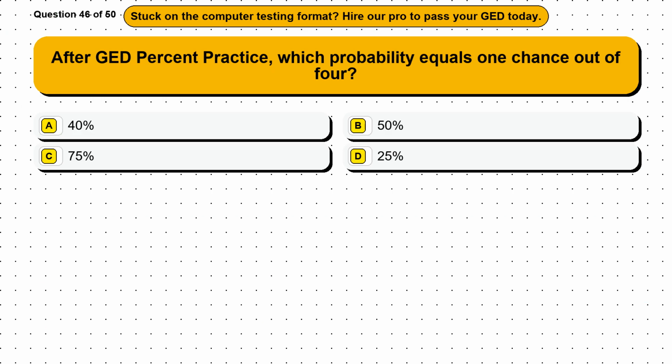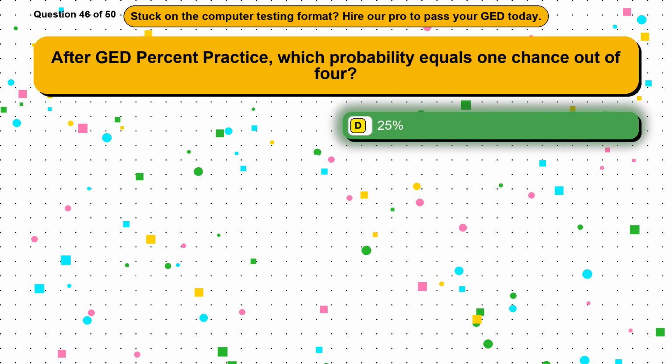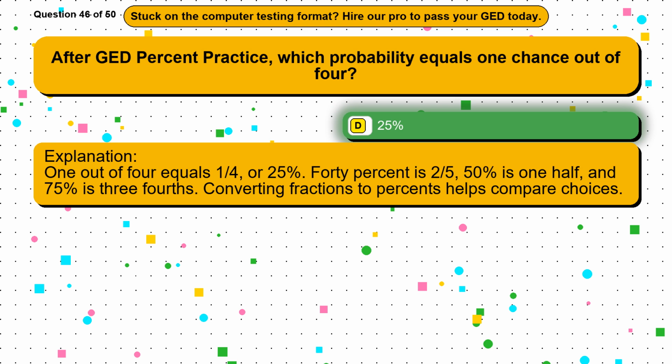Question 46. After GED percent practice, which probability equals 1 chance out of 4? Option A, 40%. Option B, 50%. Option C, 75%. Option D, 25%. The correct answer is option D, 25%. 1 out of 4 equals 1/4, or 25%.